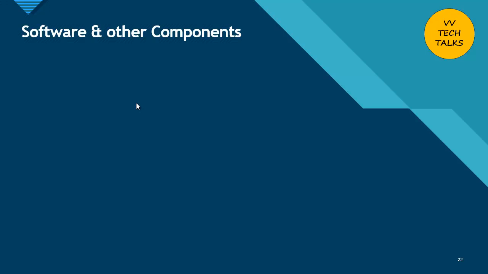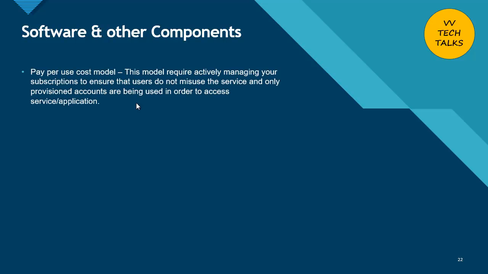So let's see. There are some costs involved, like software costs for software and other components. Basically, public cloud service providers provide us the pay as per use cost model. This model requires actively managing our subscription to ensure that users do not misuse the service and only provisioned accounts are being used to access the service application. So let's not go into that much detail. Basically, public cloud service providers provide us the pay as per use model, so whatever resources we are using in the public cloud, we only need to pay for that.